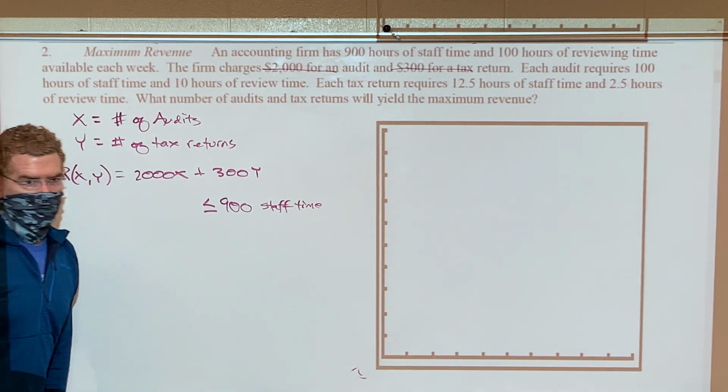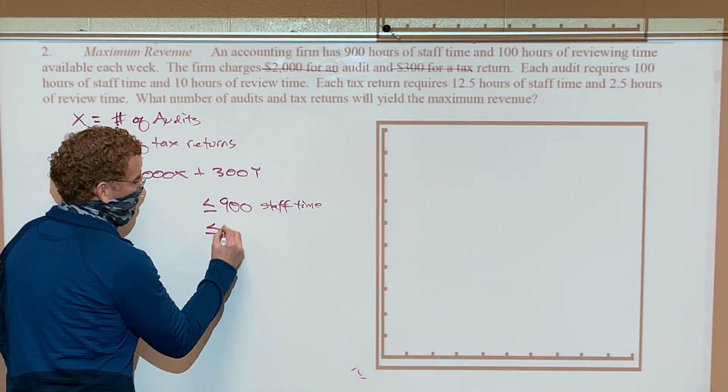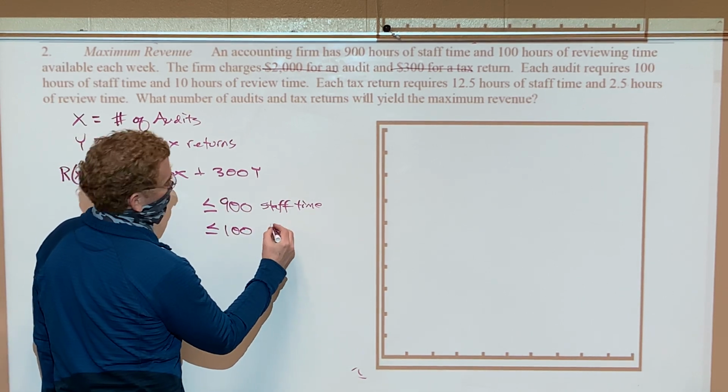Time, right? And what else? 100 hours of review time. That's all I have available. I could use less than that, but I only have so many employees. They only have so many hours in a day that they can actually be here, less than or equal to 100, and that is review time.